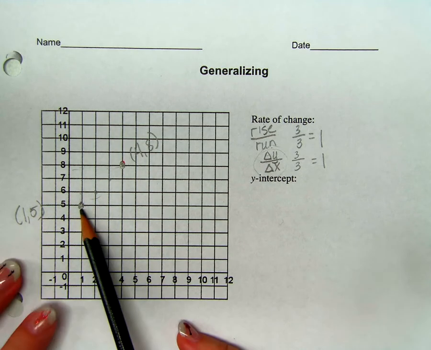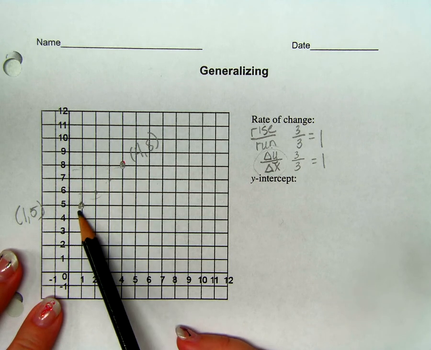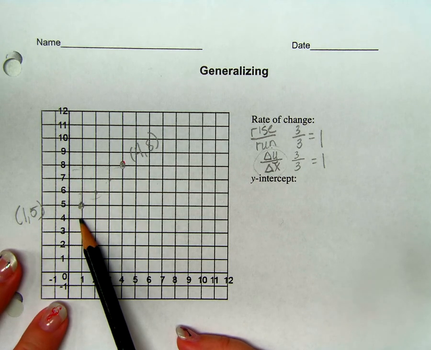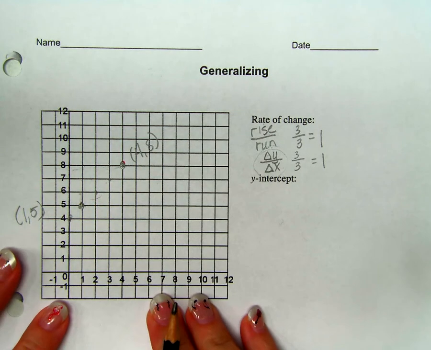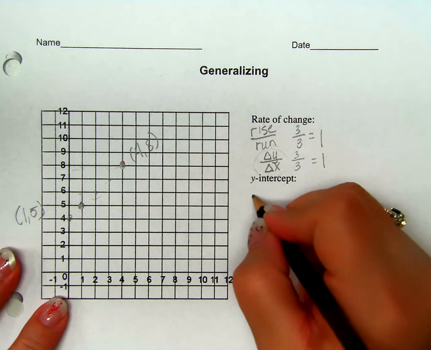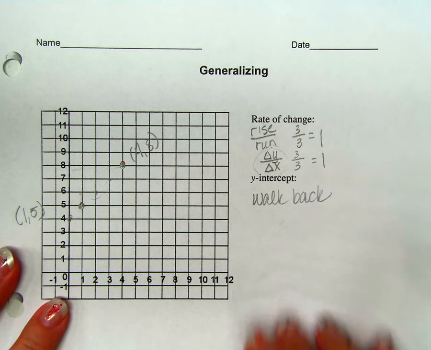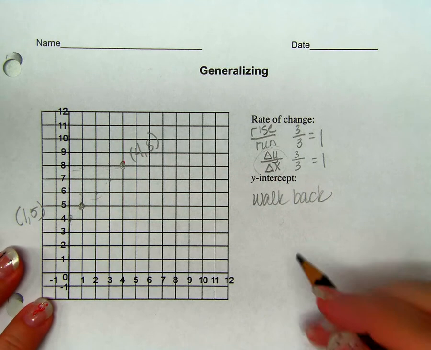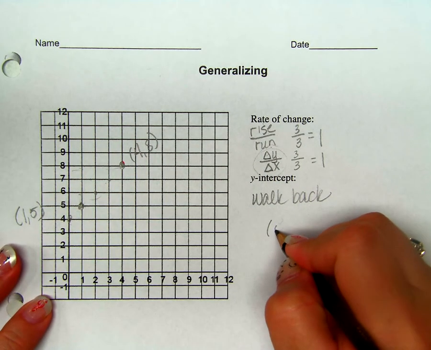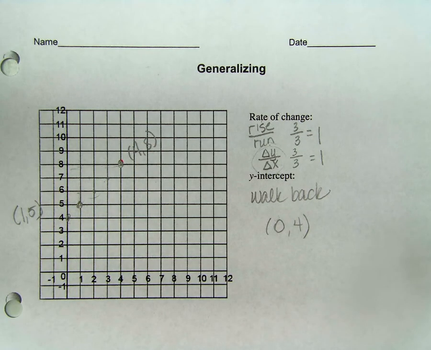If we know we went up 1, right 1, up 1, right 1, up 1, right 1, from here, what could I do? Down 1, left 1? Will that still be along that same linear function, that same line? So what did we do? We have to walk back. Okay? We walked back from our 2 points to get to our y-intercept, and in this particular case, our y-intercept is where? 0, 4. Thank you. Any questions about that?